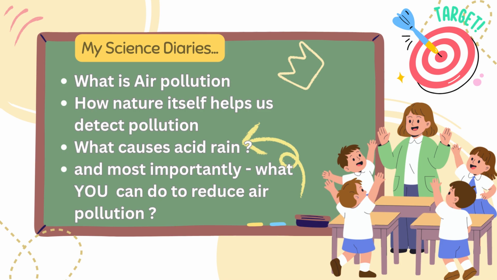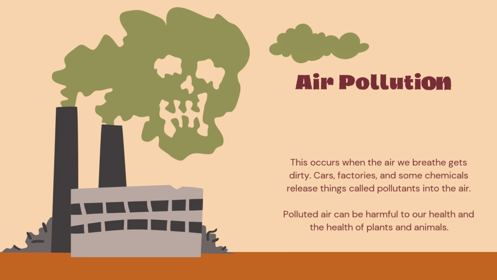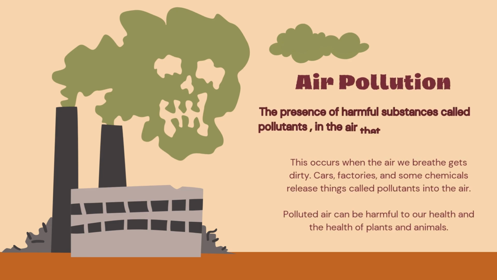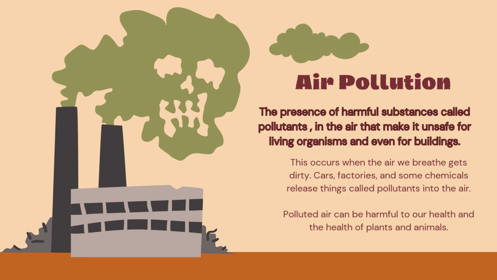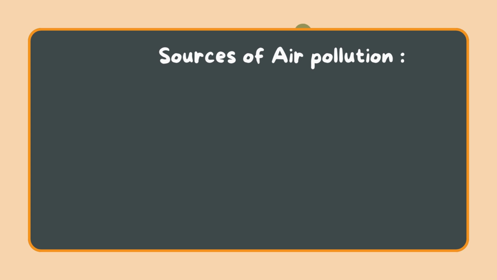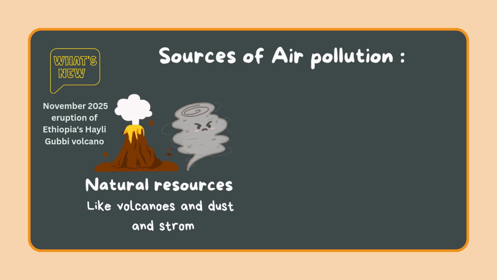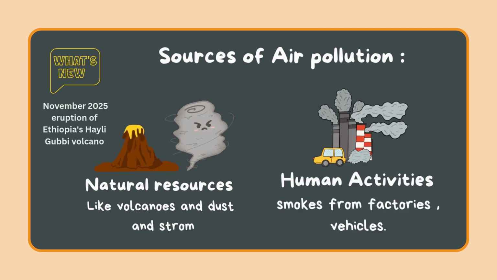Let's begin with a simple question. What is air pollution? Air pollution means the presence of harmful substances called pollutants in the air that make it unsafe for living organisms and even for buildings. These pollutants can be harmful gases, tiny solid particles like smoke and dust, or liquid droplets present in the air. Air pollution can come from natural sources like volcanoes and dust storms, but today the main cause is human activity.